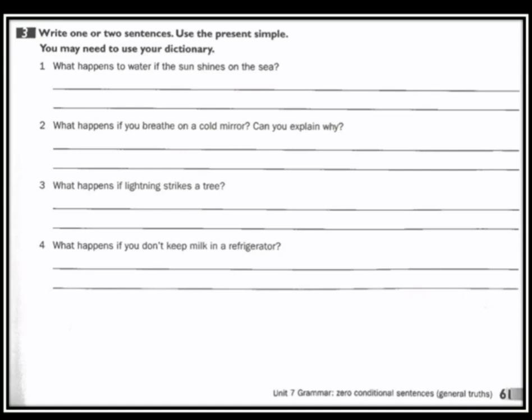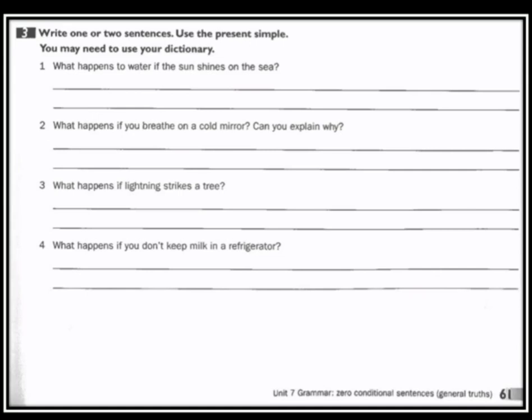Now let's go to question number 2. What happens if you breathe on a cold mirror? Can you explain why? If I breathe on a cold mirror, water vapor forms on it. Because a warm breeze touches a cold surface.